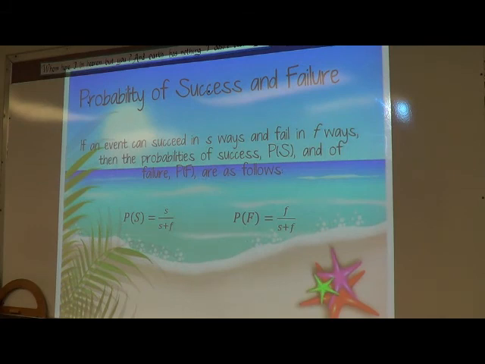If an event can succeed in S number of ways and fail in F number of ways, then the probability of success, which I'm calling P of S, and the probability of failure, P of F, are as follows. If you look down at the bottom, the probability of success is S over S plus F. S plus F should be the total number of different things that could happen. So really you're looking at what you want to have happen over the total number, or anything else over the total number. It's really just those two different fractions. Not super complex here, just defining so everyone's on the same page.